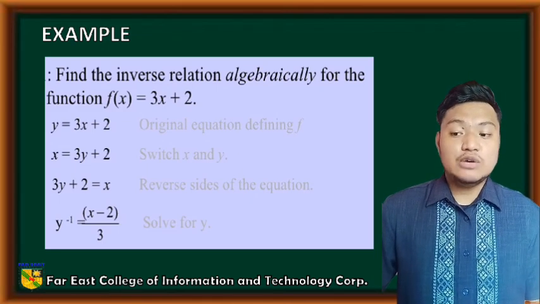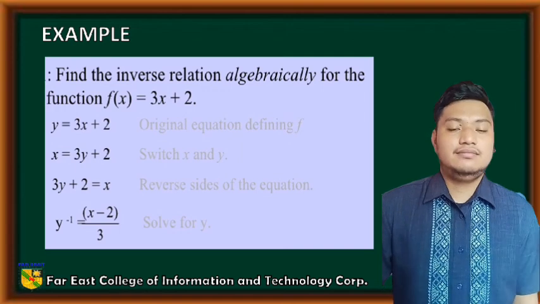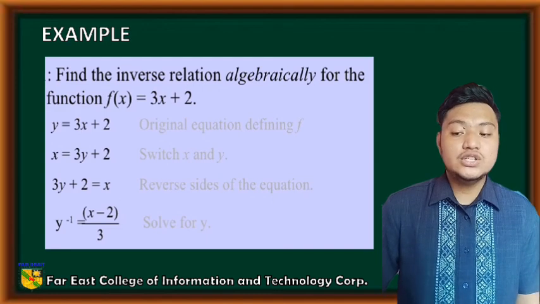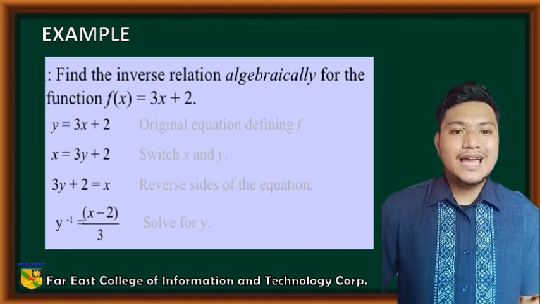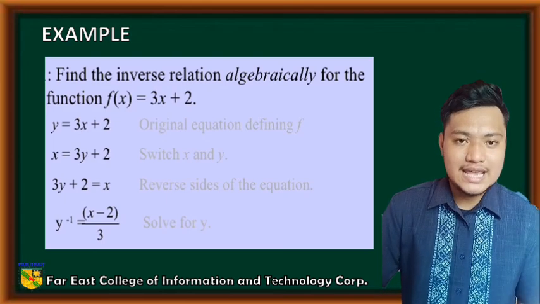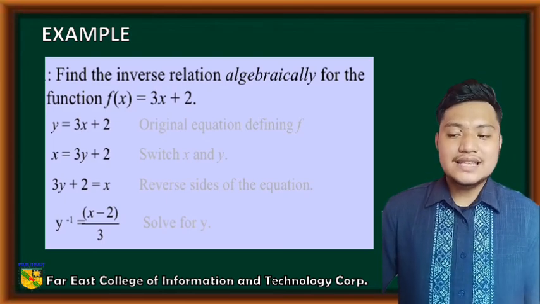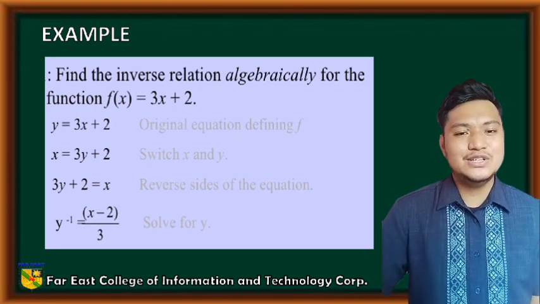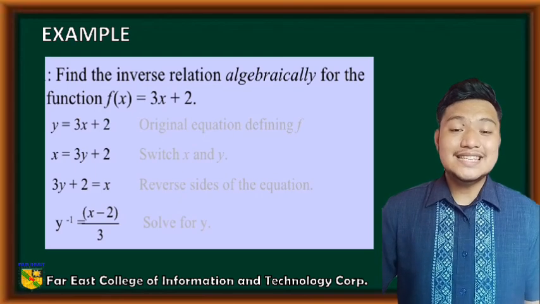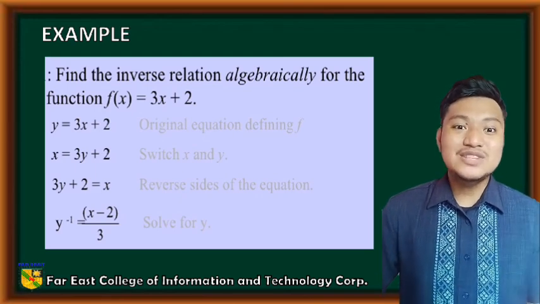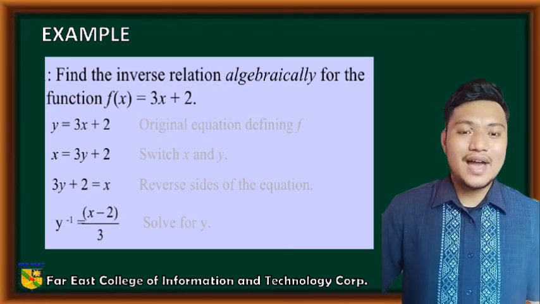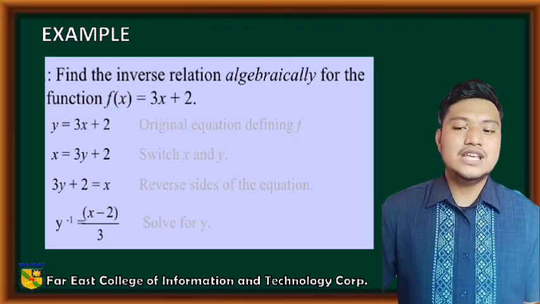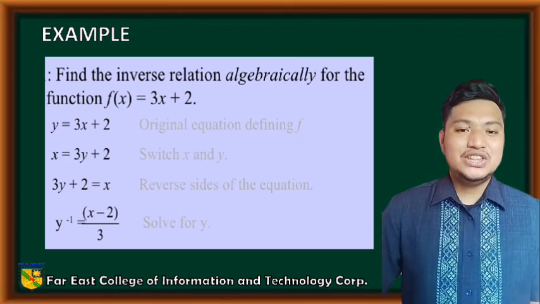So 3y plus 2 is equal to x, and then transposing it, y negative 1 is equal to x minus 2 over 3. Why did it become x minus 2 over 3? Because we transposed the 2 to the x, so it becomes negative. So 3y is equal to x minus 2. And then how do we remove the 3? You need to divide both sides by 3 so that y is alone. So dividing both sides by 3, the answer is y negative 1 is equal to x minus 2 over 3.